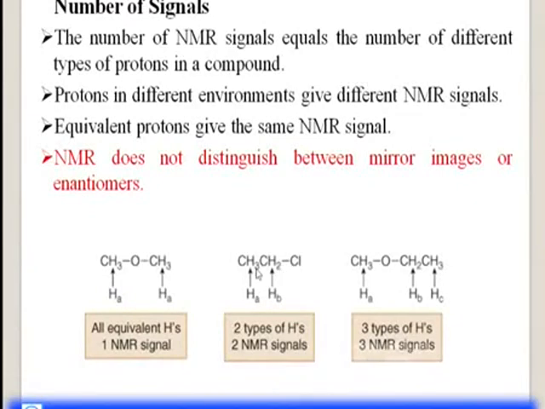Let's see this one. Proton A, the CH3 protons, these 3 protons, are in the surroundings of these 2 protons, while these 2 protons are in the surroundings of chlorine and these other protons. So these are 2 different types of protons, and for these 2 different kinds of protons, 2 NMR signals will be obtained. Here also you can see there are 3 types of protons, 1, 2 and 3. We need to see the adjacent environment of the proton, and there will be 3 NMR signals.